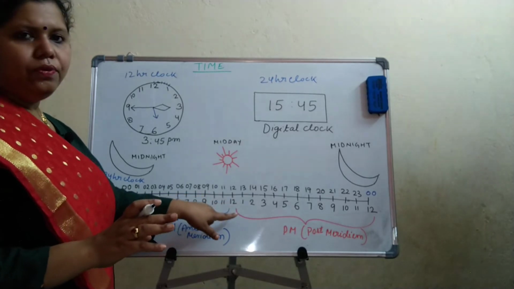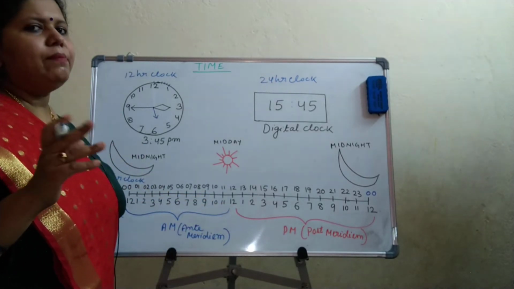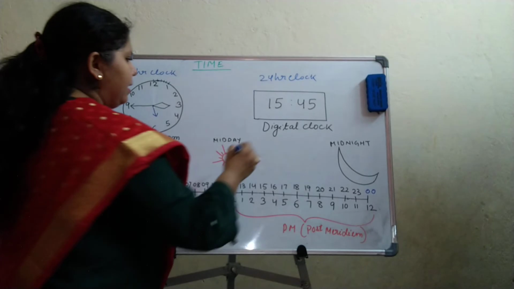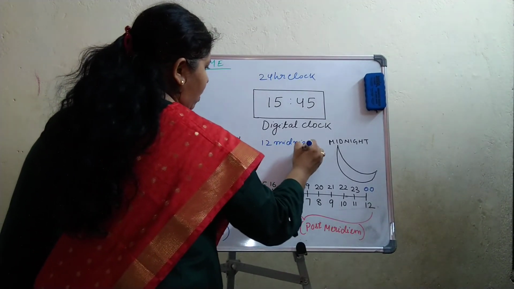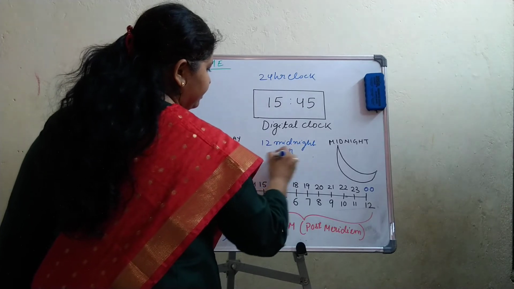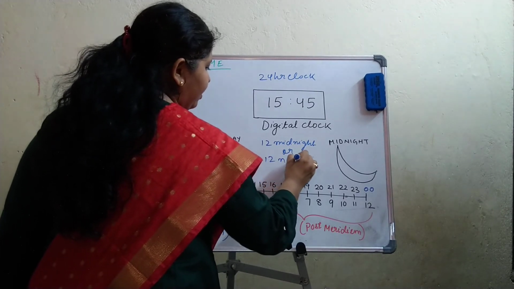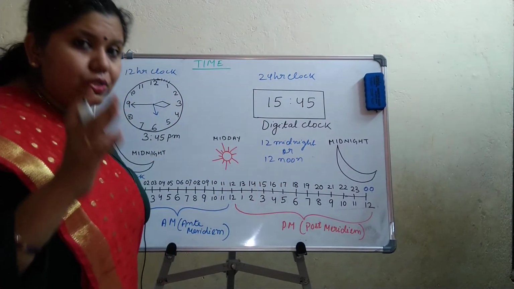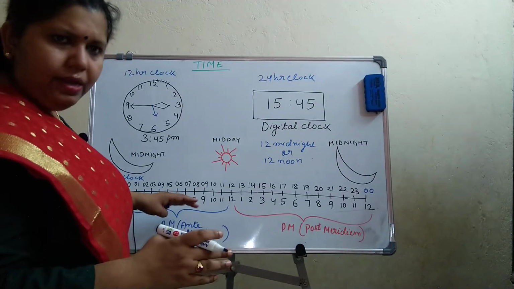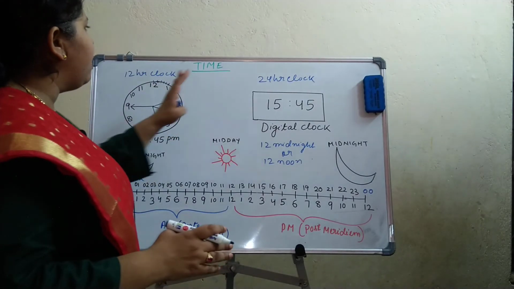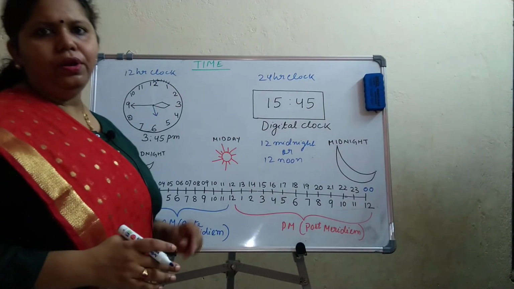But when we talk about 12, it is very important to remember that 12 is never considered as AM or PM. We write it as 12 midnight or 12 noon. So I hope you all have understood the concept very well about the timeline, and you understood the basic difference between the 12-hour clock and the 24-hour clock.